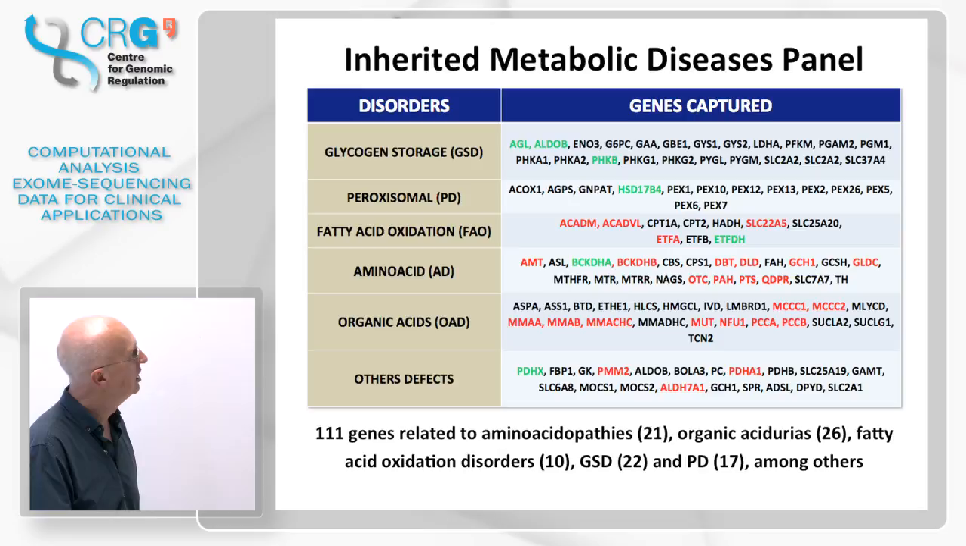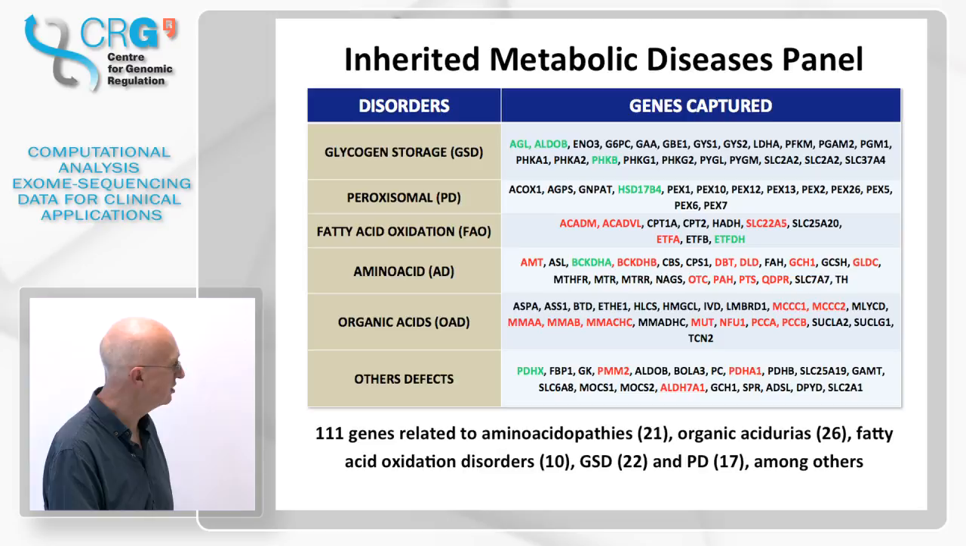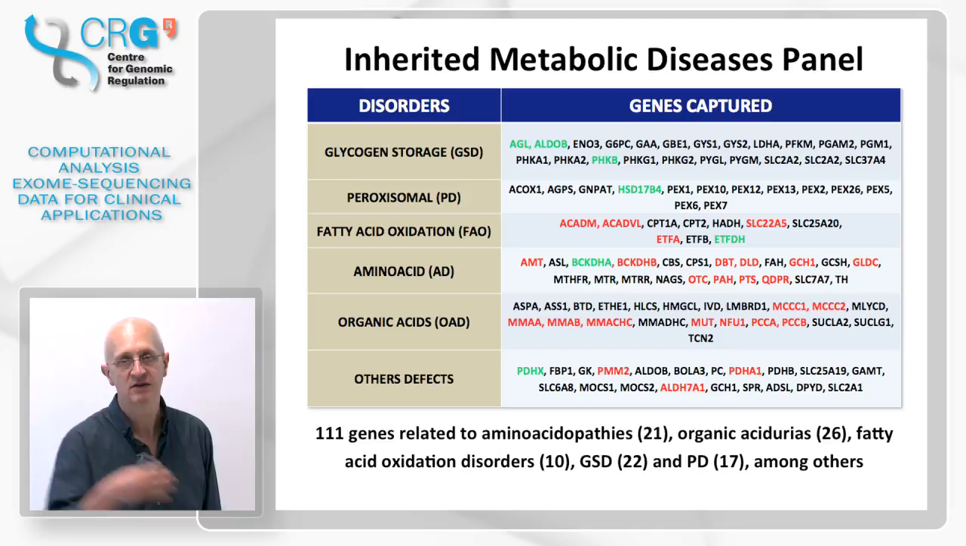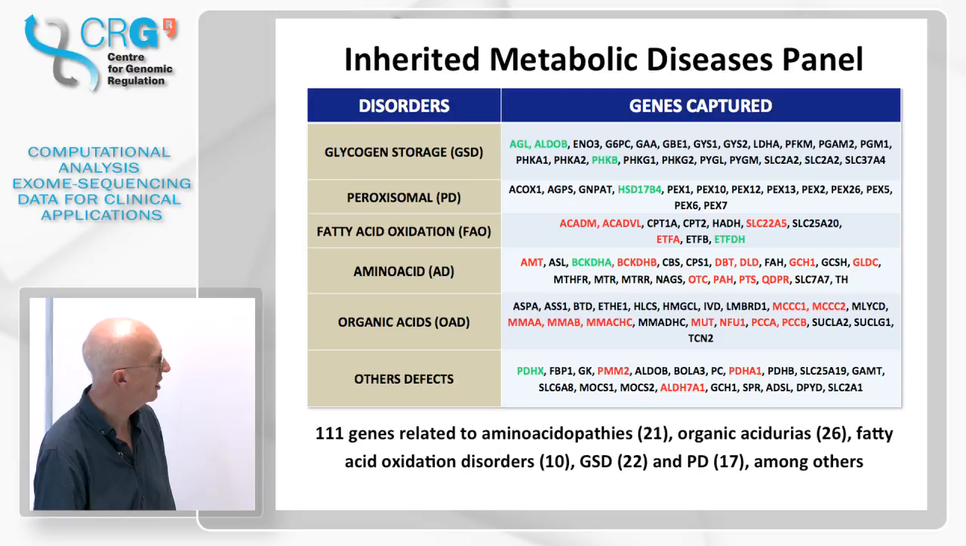What you have here is a panel of over 100 genes that are related to different amino acidopathies, organic acidurias, and oxidation disorders, and many more of the genes that are being tested in the neonatal screening that is performed after the birth of a given child. It's important that if we identify some of these mutations in those genes, that may lead to important changes in the diet, in prevention and in therapeutic actions.